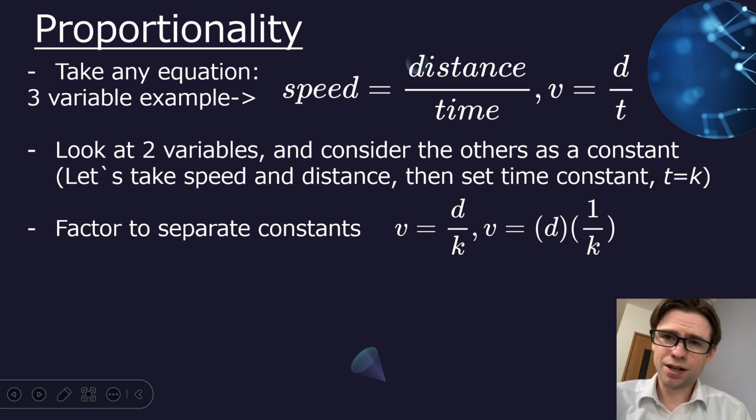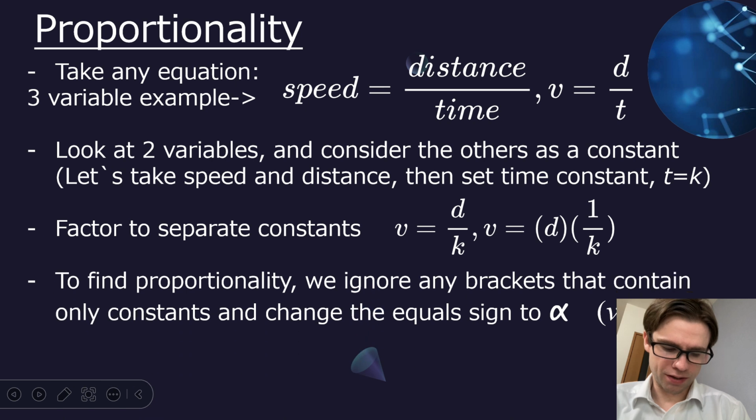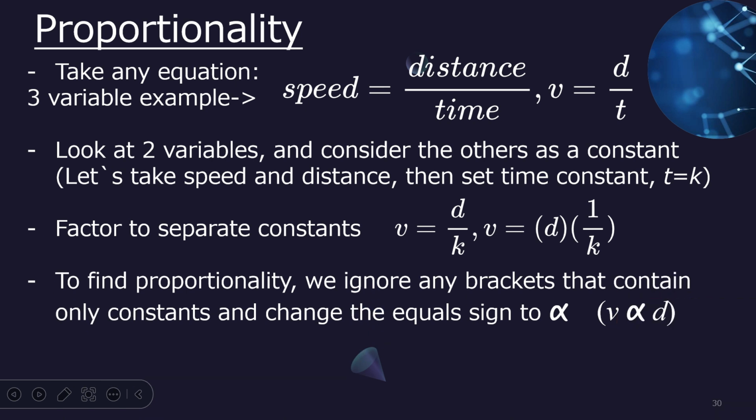And what you want to do is factor out the variables that you're interested in. So factor out d from d over k. You'll get d times 1 over k. Alright, now to find proportionality, ignore any brackets that contain only constants. So the bracket 1 over k contains only constant values. Ignore it. And by ignore, I mean delete it. Okay? Don't write it anymore. And then change your equal sign to alpha, the Greek letter. That's the proportionality sign. So if v equals d times 1 over a constant, that means v is proportional to d. v is directly proportional to d.